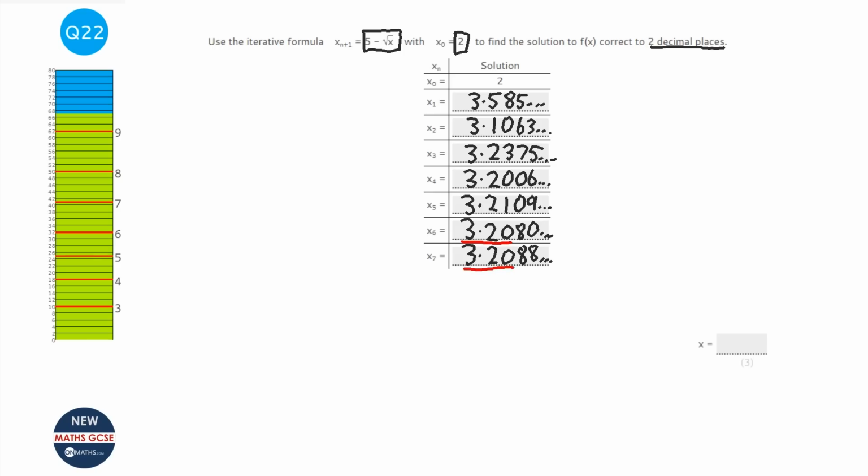So if you look, this is the first time I've got the same answer twice, 3.208 blah blah blah. So it says it wants the solution correct to 2 decimal places. Now 3.20 is not going to be the right answer, because if I have a look, the next one is an 8. So my answer will be 3.21.